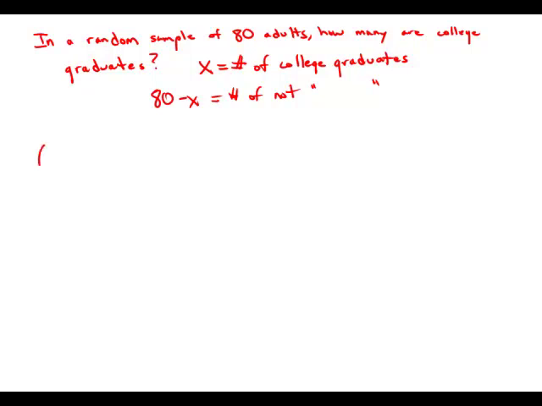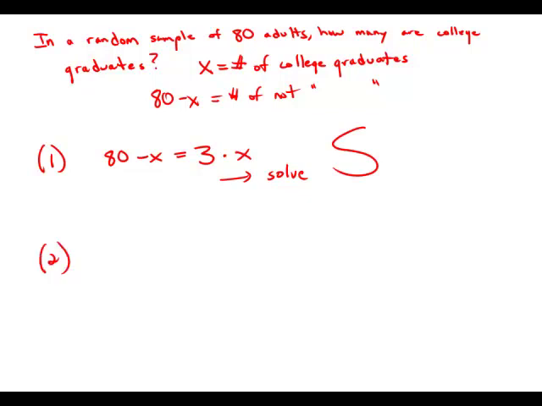So now we move on to statement number 1. Statement number 1 tells us in the sample, the number of adults who are not college graduates is 3 times the number who are college graduates. The number of adults who are not graduates, 80 minus X, equals 3 times the number of people who are college graduates. Well, we now have an equation for X. We could solve. We don't actually have to go through the steps of solving. It's enough to know that we could solve here. This statement is sufficient.